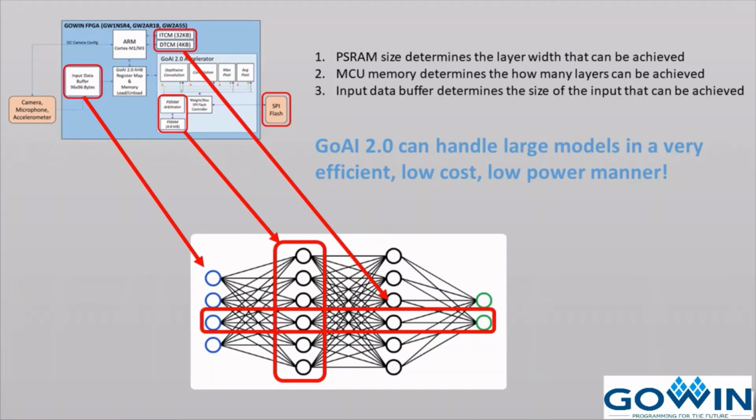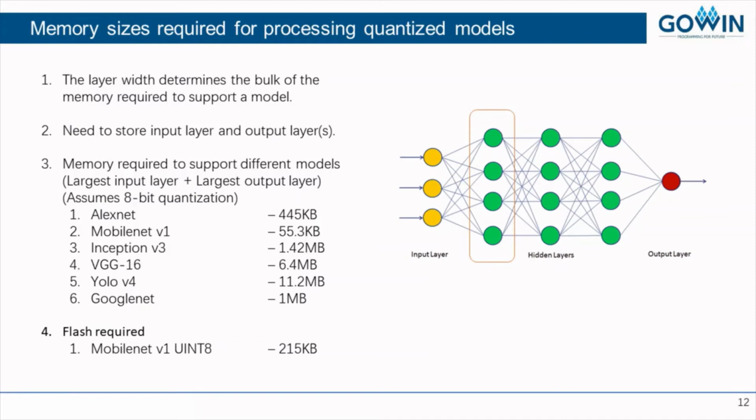This is the slide I was alluding to earlier about the memory sizes to process various quantized models. If you look at bullet number 3, you can see this is for various models, the largest input layer plus largest output layer, to get an idea of how much, in our case, PSRAM you would need. And then I only have one example for the flash required, but this is the flash for MobileNet V1 to know how much flash you would need to store the coefficients.